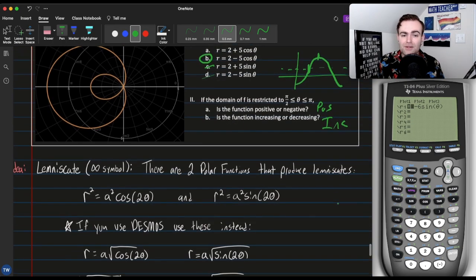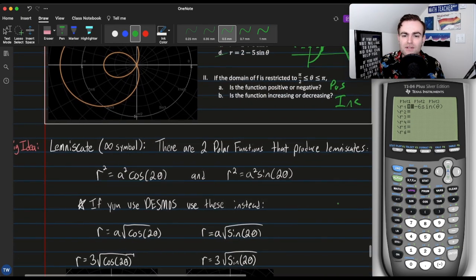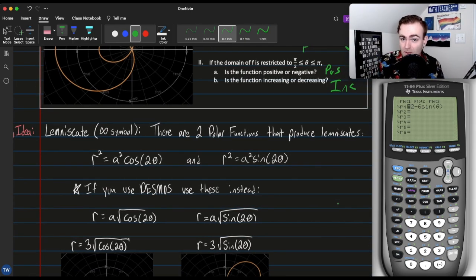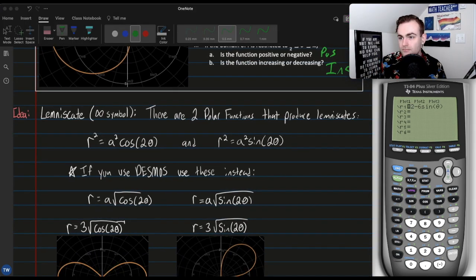Last ones, and they're kind of a bonus. I have no idea if these are going to be on the AP exams or not, but they are super cool functions regardless. They're called lemniscates. Interesting. So last but not least, we have lemniscates, which are infinity, figure 8 style functions.